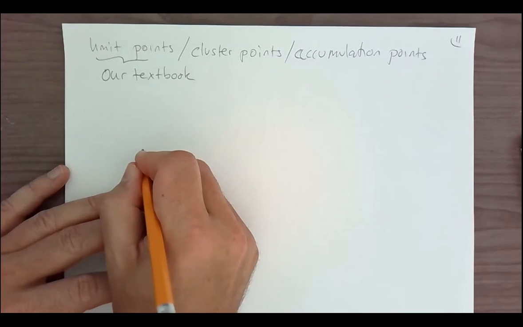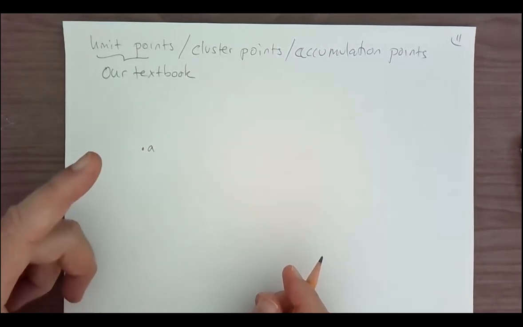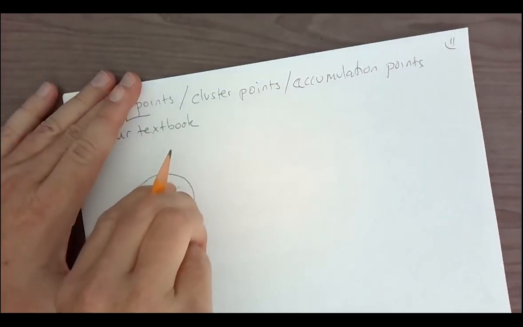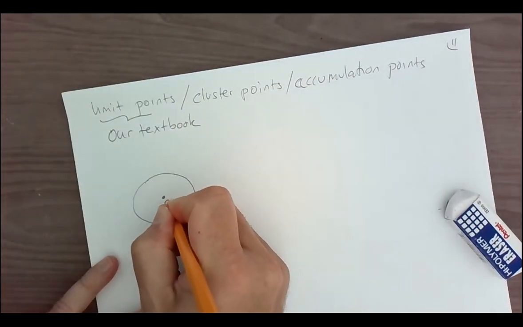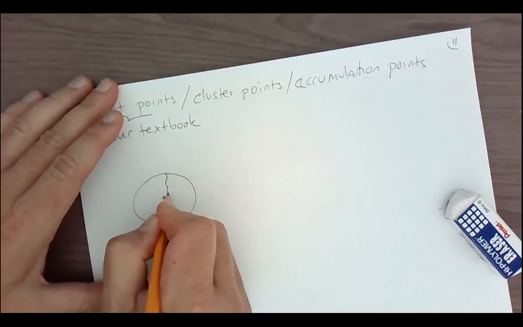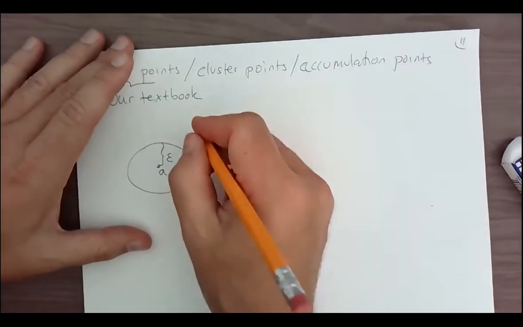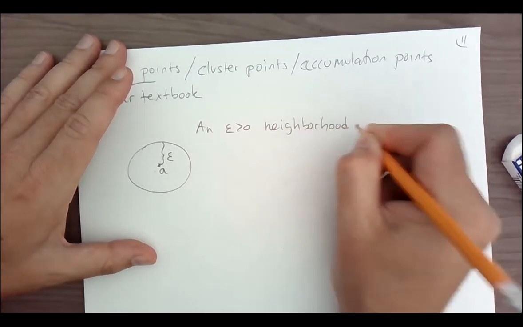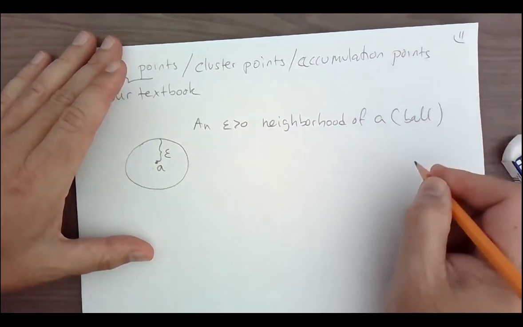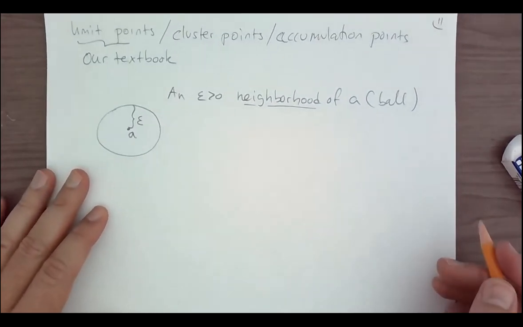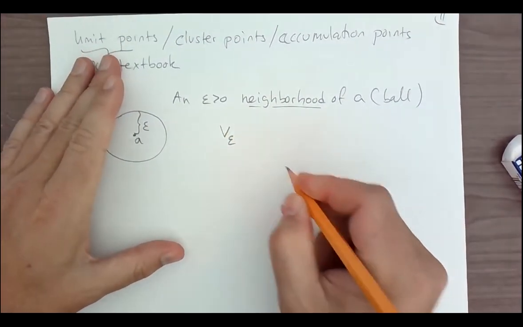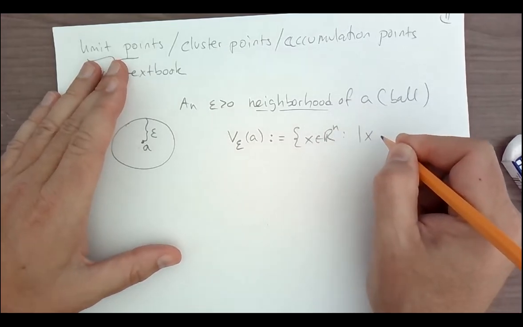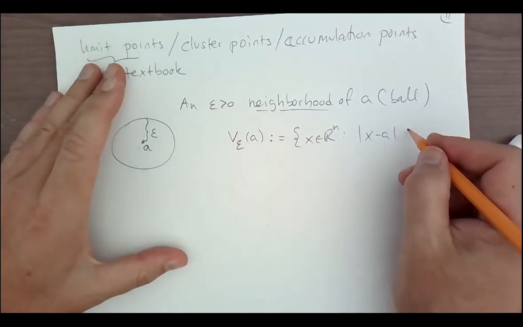Well, you take a point, and it's called A, and then you put a ball around it. I'm going to illustrate these balls here by actual circles. So A here is supposed to be the center, and then the diameter is supposed to be epsilon. So an epsilon neighborhood of A, this is a ball. This is denoted by V epsilon of A. So it's those points in, say, Rn, such that the distance to A is less than epsilon.